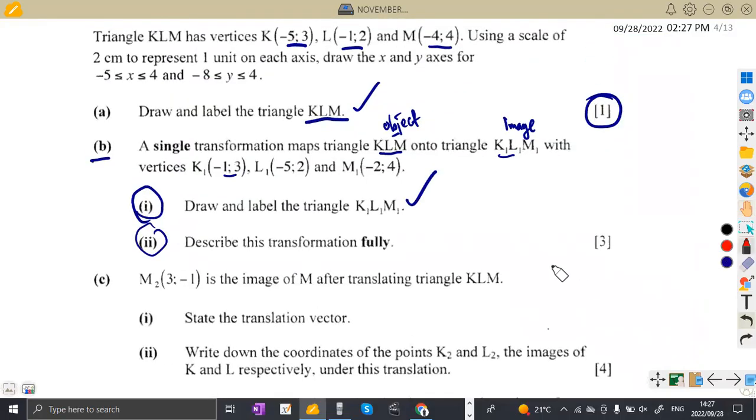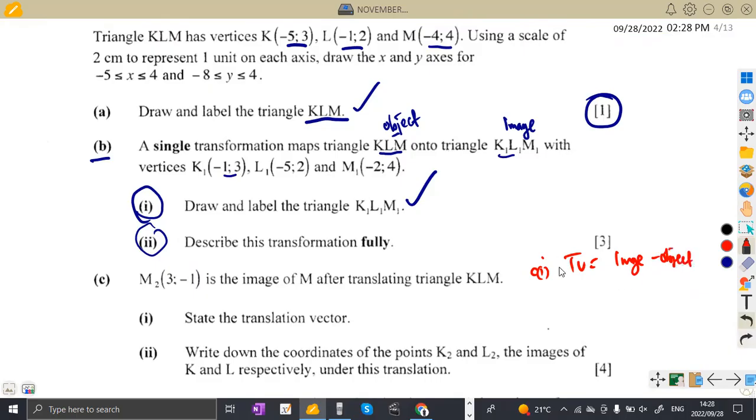So this is our item C1. Translation vector, I told you guys, is image minus the object. So that is our translation vector. It's actually image minus the object there. So this is image minus object.